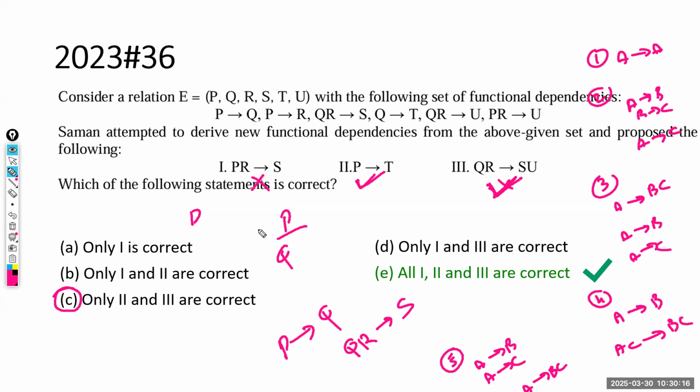So therefore, if I add P and R here, if P determines Q, P and R determines Q and R, right? So do you get it? Right? So let me explain it again. P determines Q, that is given. Right? P determines Q. Now using this particular rule, P and R determines Q and R. If A determines B, AC determines BC.